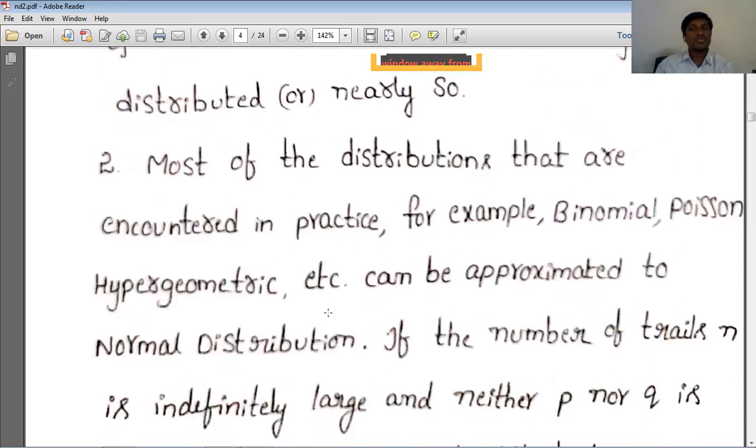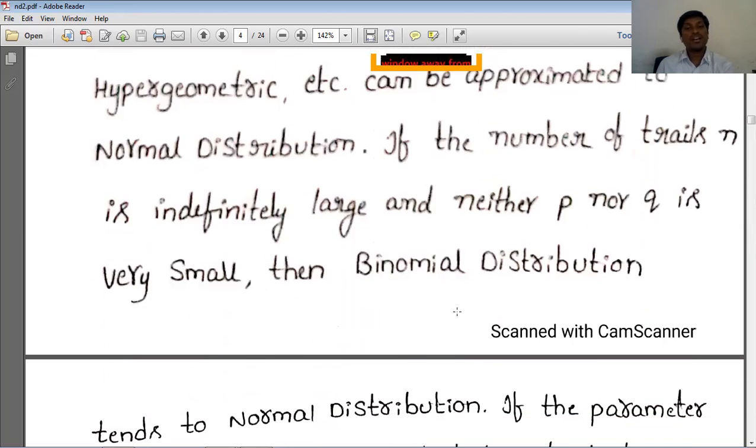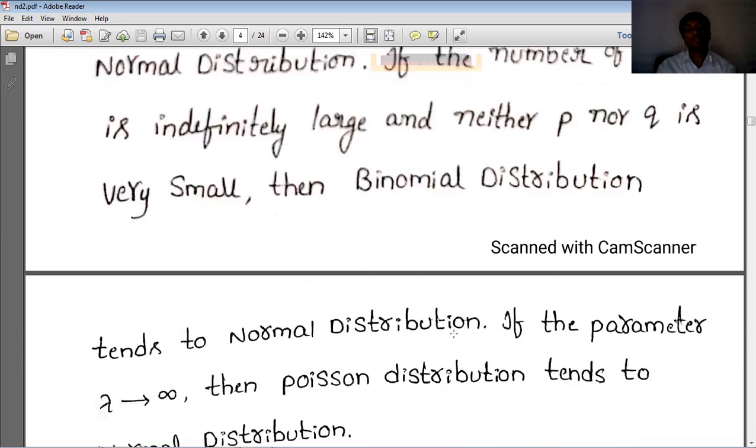And next, most of the distributions that are encountered in practice, like binomial, Poisson, hypergeometric, that is, discrete distributions, we can get approximately by using the normal distribution. And next, if the number of trials is large and neither P nor Q is very small, then the binomial distribution tends to the normal distribution. So neither P nor Q is very small, it means both cases. So when n is indefinitely large, then the binomial distribution tends to the normal distribution.